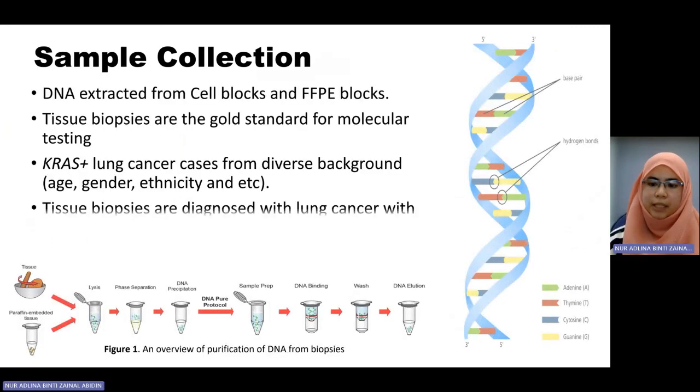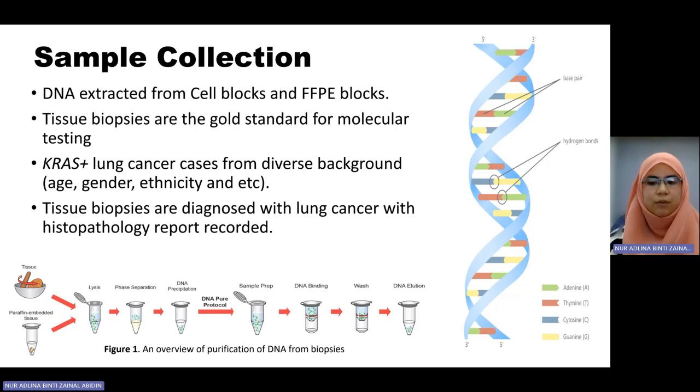We will start with sample collection, where the samples will consist of extracted DNA from patients with KRAS mutant lung cancer that has been extracted from cell blocks or formalin-fixed paraffin-embedded blocks, FFPE. Preferably, the blocks that are extracted are within the 5-year timeline period, because any biopsies that are older than that will have an effect on the pyrosequencing results quality due to the degradation. These biopsies have also been diagnosed with lung cancer by the histopathology lab with recorded results.